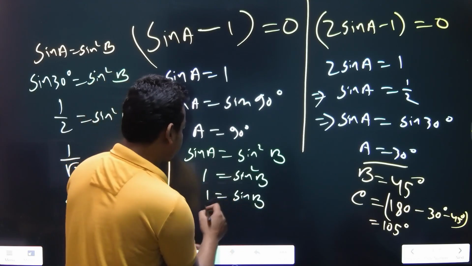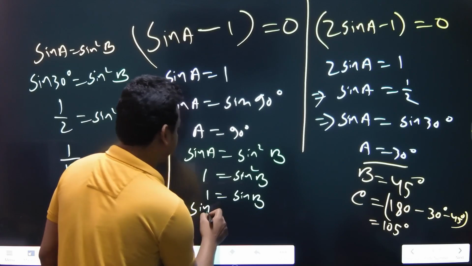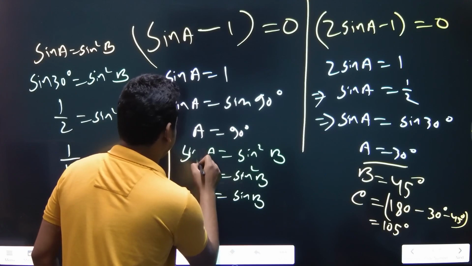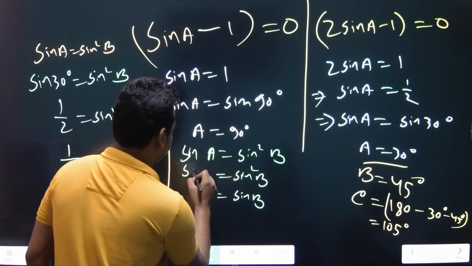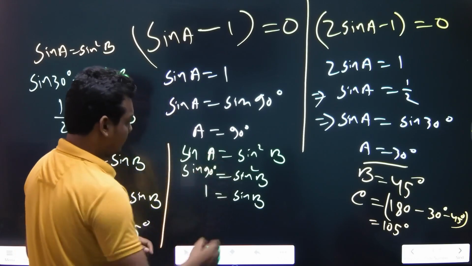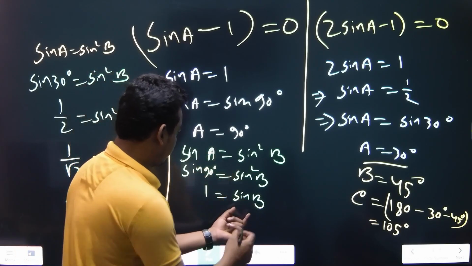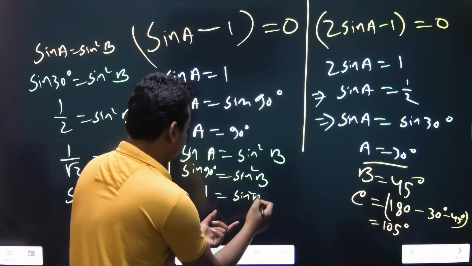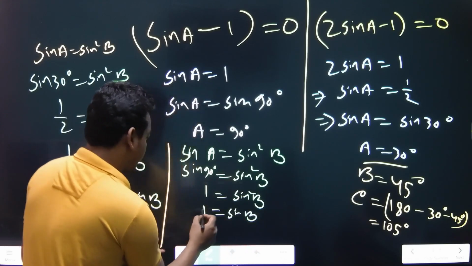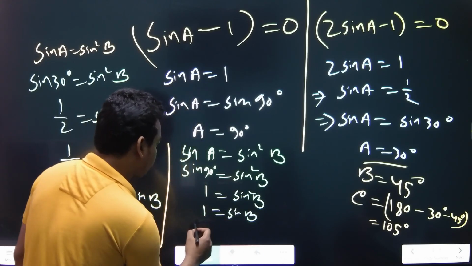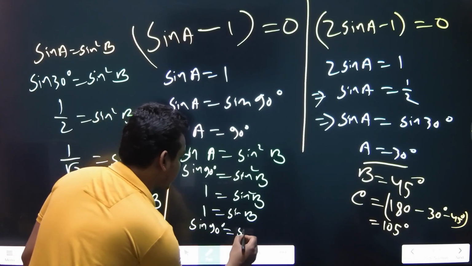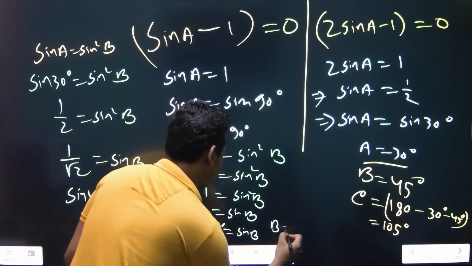So what will be the value of B? Let me write it. Sorry, sin A, right? Sin 90 degree. Sin 90 degree is equal to 1. Sin 90 degree means 1. Sin square B is 1, so again 1 will be sin B. So B's value will be 90 degree also, right? Instead of 1, I can write sin 90 degree is equal to sin B. So therefore from here I am getting B is equal to 90 degree.